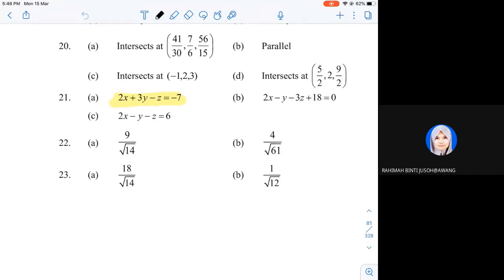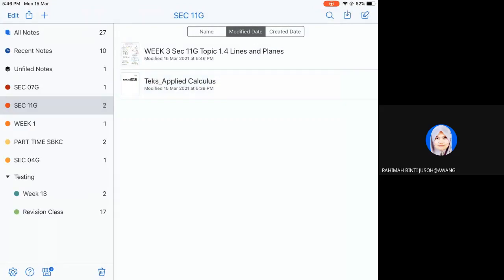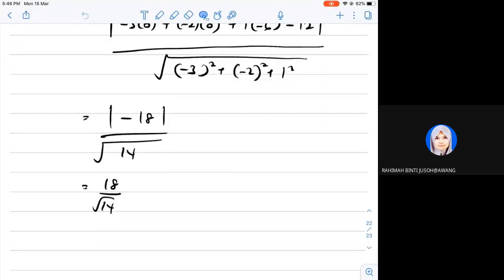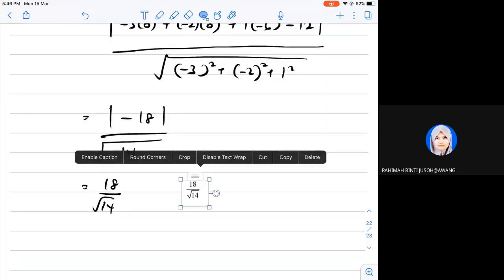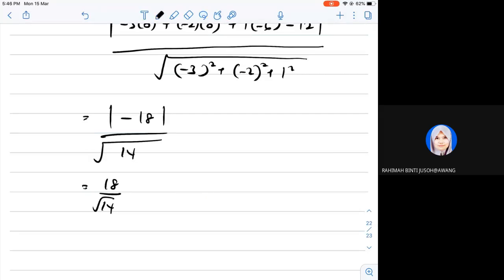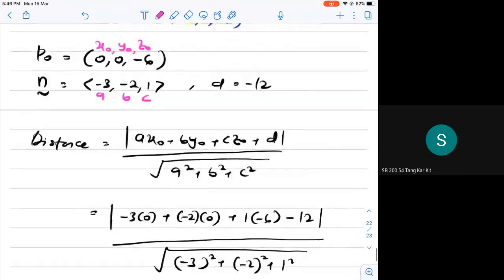Betul kan? Sama kan tadi? Ya. Betul. Betul, okey. Saya takut saya tersilap kira je petang-petang ni. Samalah. Okay. So understand guys? This question? Yes. Yes. Okay.